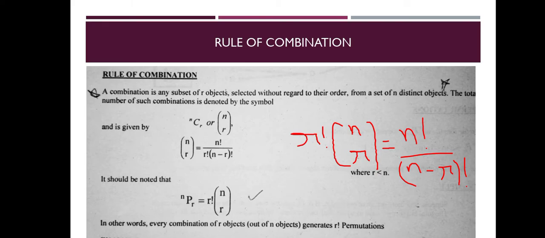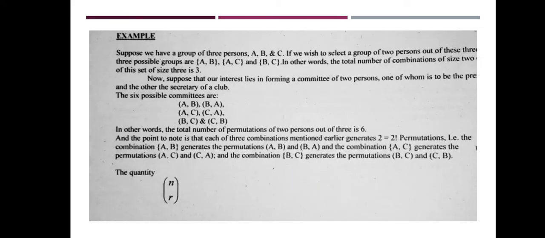And this important result can be seen in this example. Suppose we have a group of 3 persons, A, B and C. If we wish to select a group of 2 persons out of these 3 persons, then the 3 possible groups are AB, AC and BC. These are the combinations. In other words, the total number of combinations of size 2 out of this set of size 3 is 3.